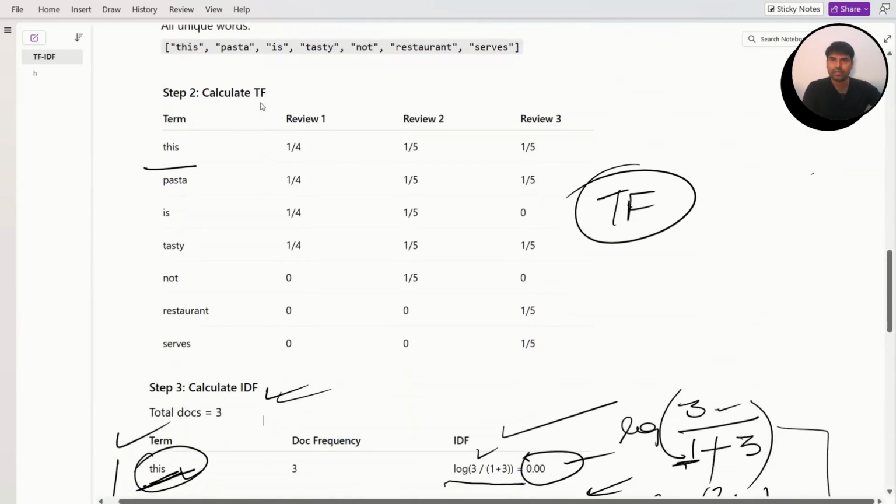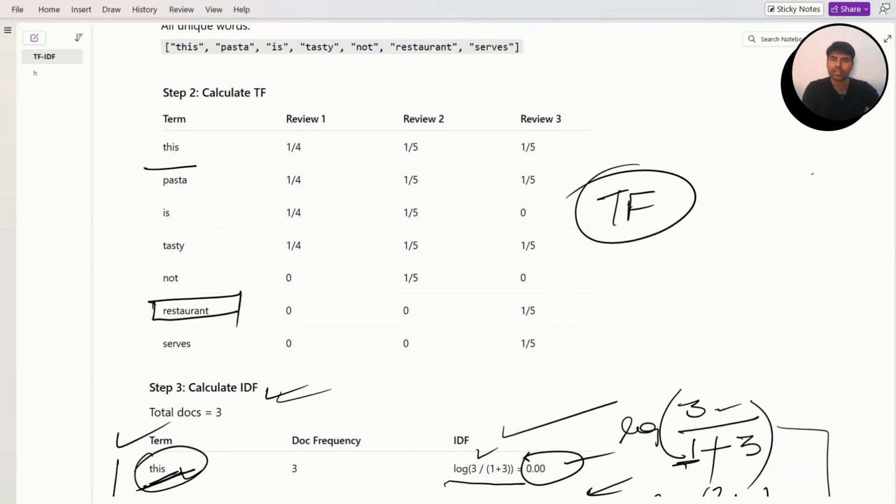I have TF for every keyword. For example, the restaurant keyword, right? For the restaurant keyword, you can see that the term frequency in document D1 is 0. It is not there. In document 2 also this keyword is not there. That is why it's coming 0. In document 3 it is there. It is coming 1.5. So you can see that this restaurant keyword is a rare word. It is not repeating frequently or most of the time.